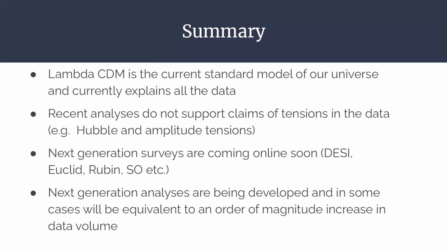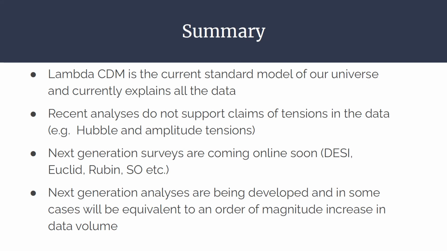Okay, so let me summarize. Lambda CDM is the current standard model of our universe and currently explains all the data. And when I say Lambda CDM, I mean no additional bells and whistles, 5, 6 parameters. I would argue these new recent results, especially from ACT, do not support any evidence for the tension, either in the Hubble tension sector or in the amplitude sigma 8 tension. So obviously this is just one experiment, but I like the results because I think they're so clean, right? It's actually very difficult to point to a specific systematic in that data.